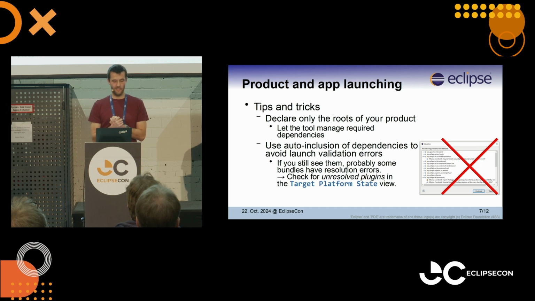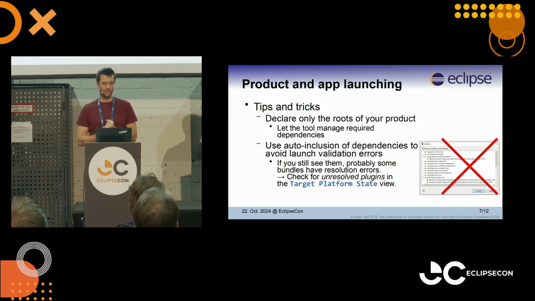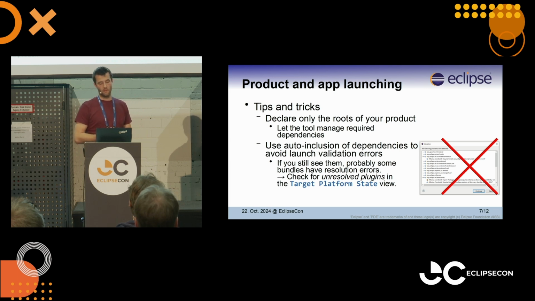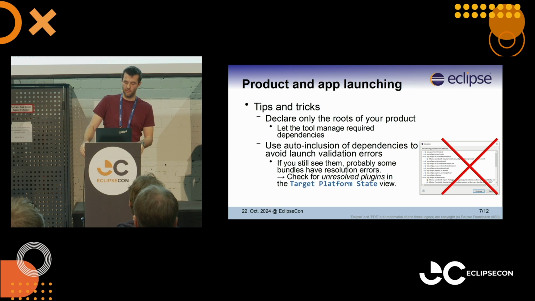Okay. Then let's continue with tips and tricks regarding products and app launching. What I personally think is best to do, with the automatic inclusion of dependencies, is to declare only the roots of your product and let all the tooling manage your dependencies, like adding them, and removing them if they are not needed anymore.